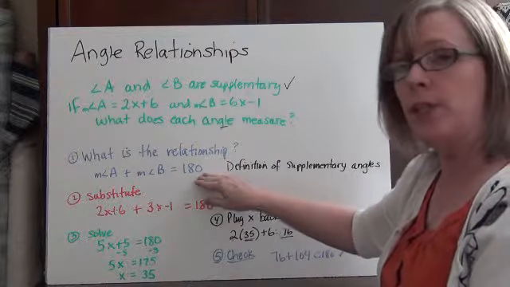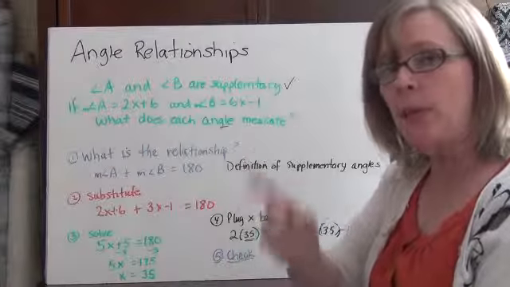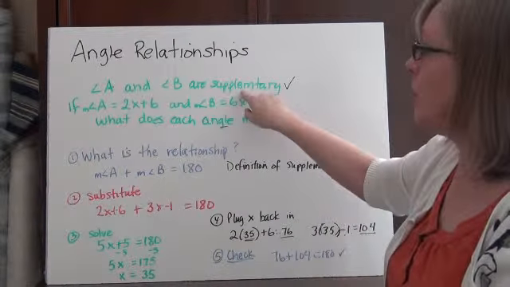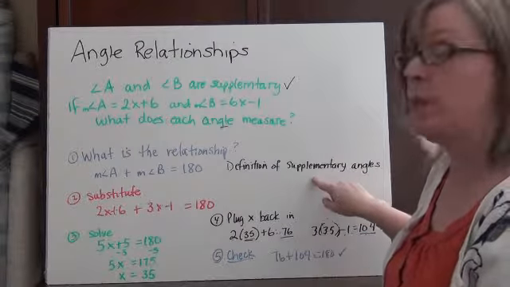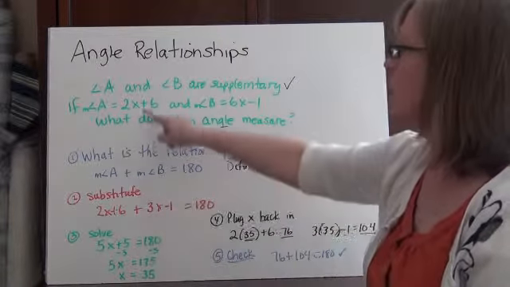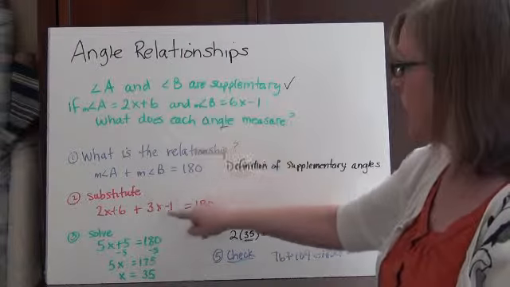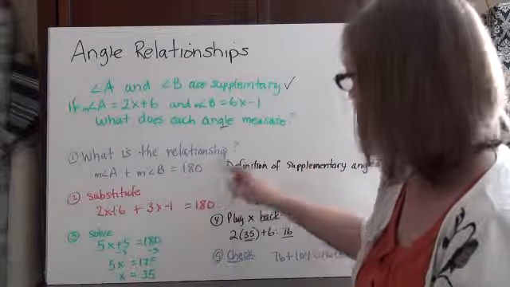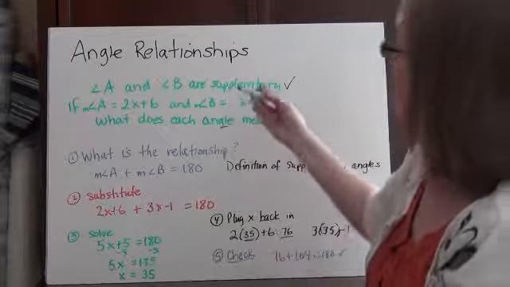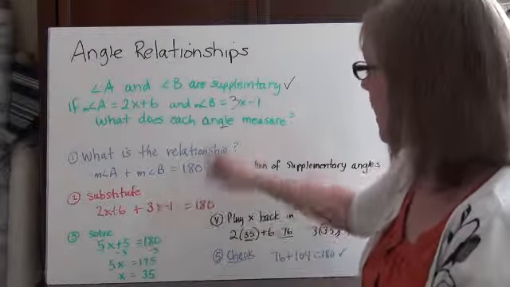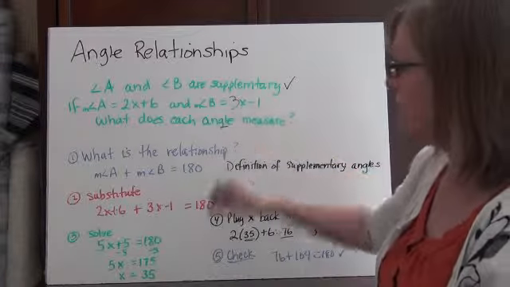That's the definition of supplementary angles. Before I write any relationship, I say to myself, what lets me write that relationship? Definition of supplementary angles. They told me they're supplementary, and that's what it means. So now I can substitute in. I could put in 2x plus 6 for angle A, and I could put in, sorry, I want to make sure this is right, 3x minus 1 for angle B.